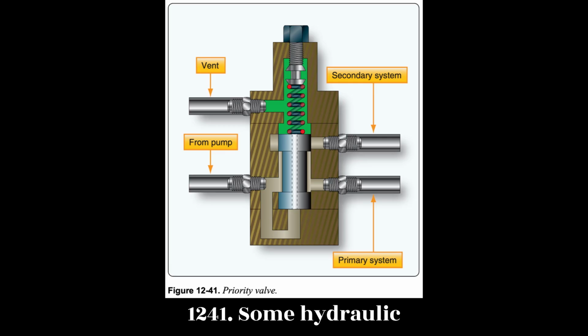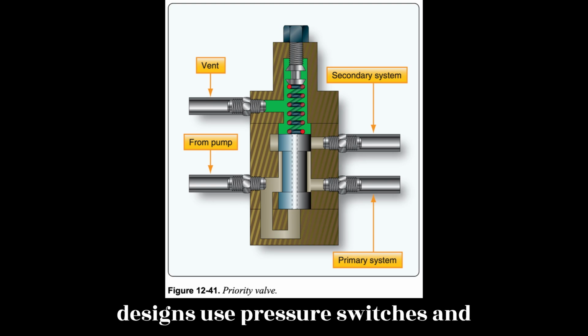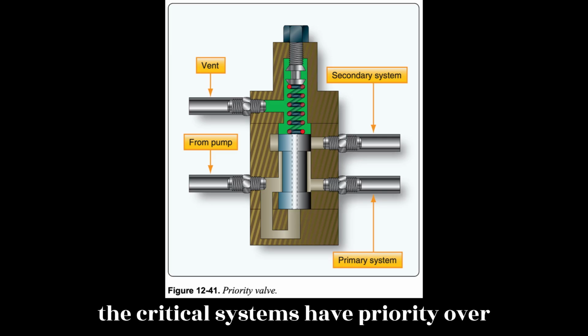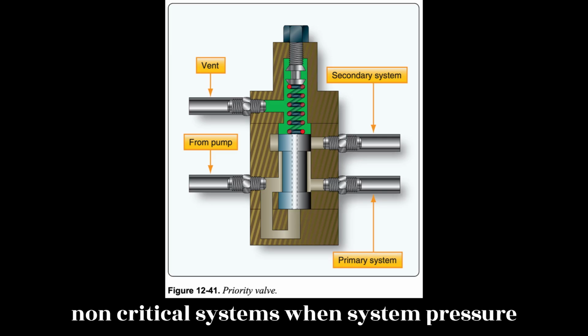Figure 12.41. Some hydraulic designs use pressure switches and electrical shutoff valves to assure that the critical systems have priority over non-critical systems when system pressure is low.